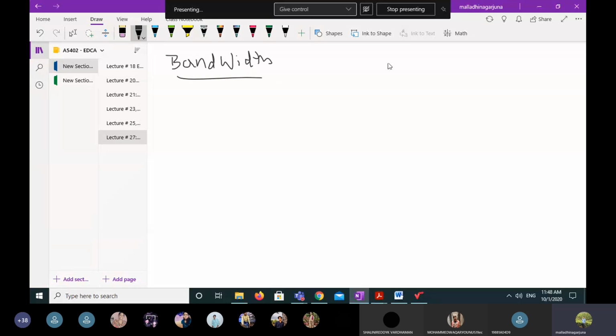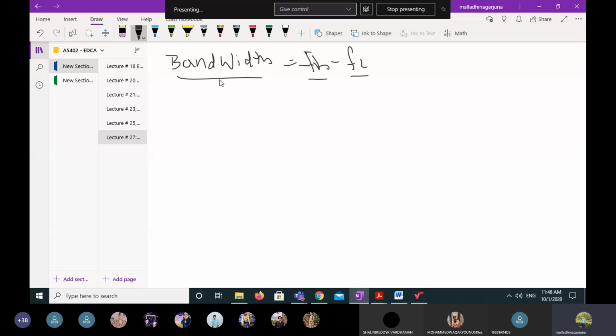Bandwidth is nothing but FH minus FL. Higher cutoff frequency minus lower cutoff frequency. H is higher, L is lower. Upper cutoff frequency or higher cutoff frequency, that terminology is common. Upper cutoff frequency is FH, minus lower cutoff frequency FL. The difference between these two we call the bandwidth.